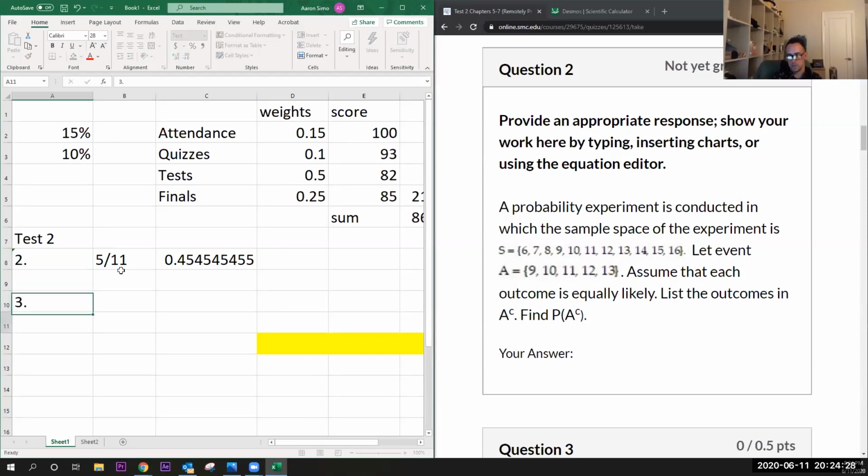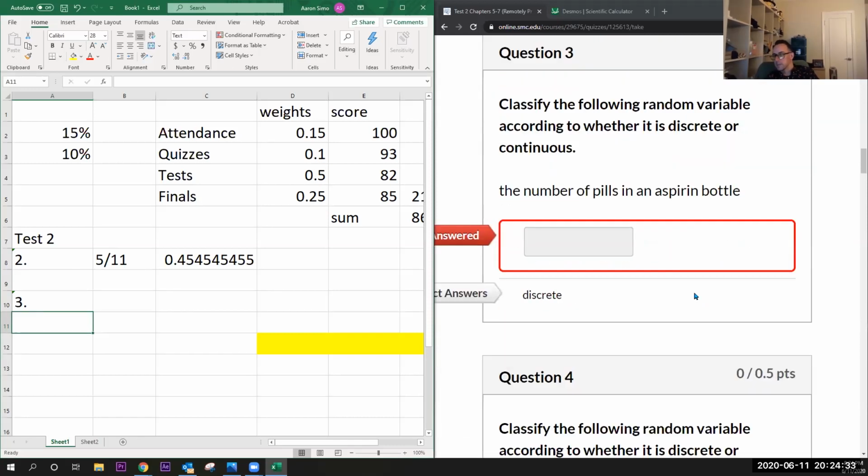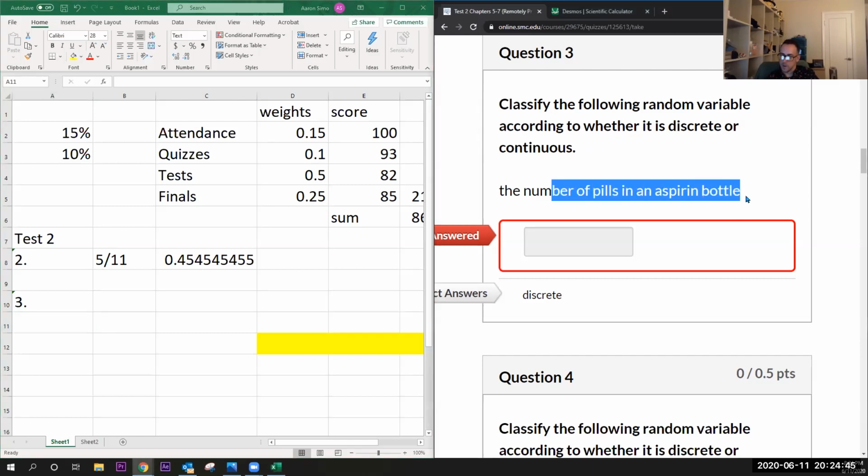Okay, number 3 says, classify the following random variable according to whether it is discrete or continuous. The number of pills in an aspirin bottle is discrete, because you can count it: 1, 2, 3, 4. Discrete is things you can count.